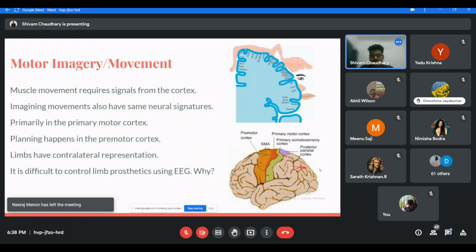We have seen this. Okay, so let's come to motor imagery and motor movement. For those of you who want to control neural prosthetics, pay close attention.